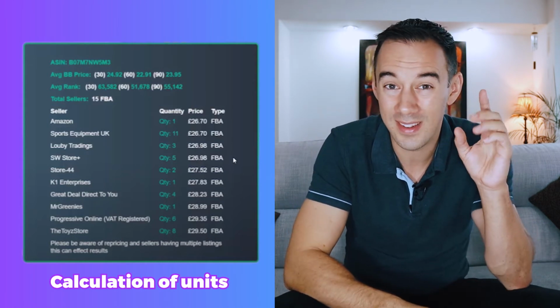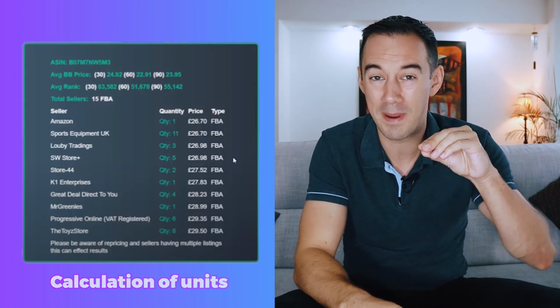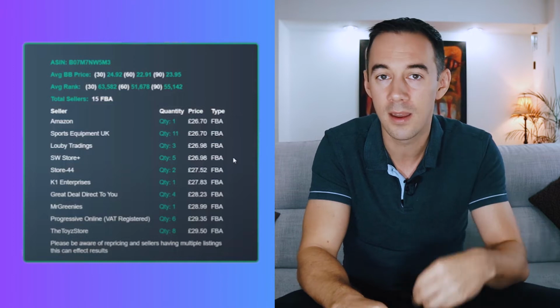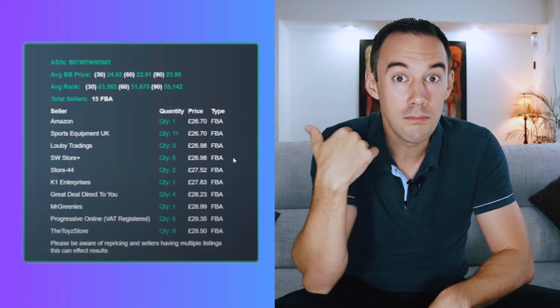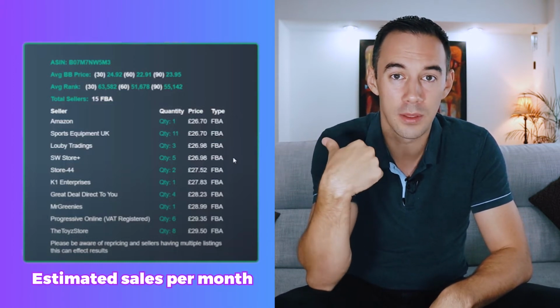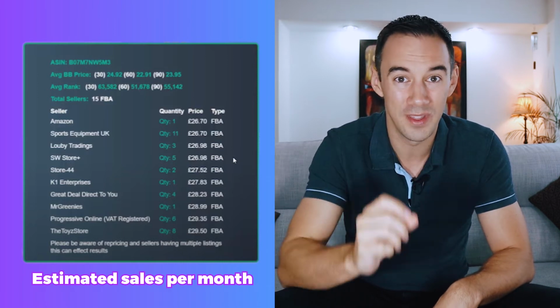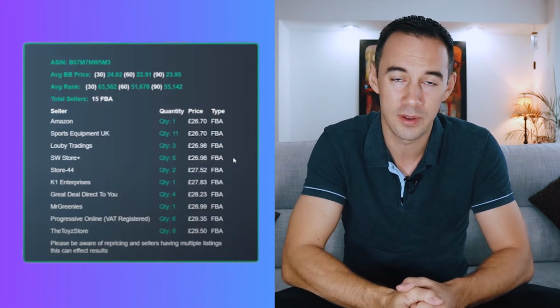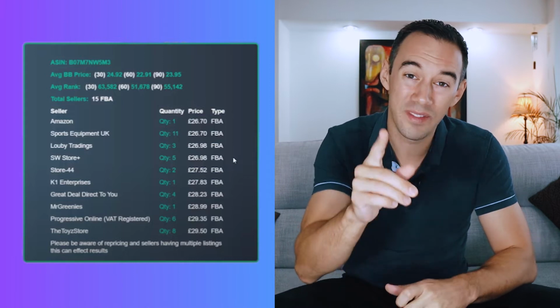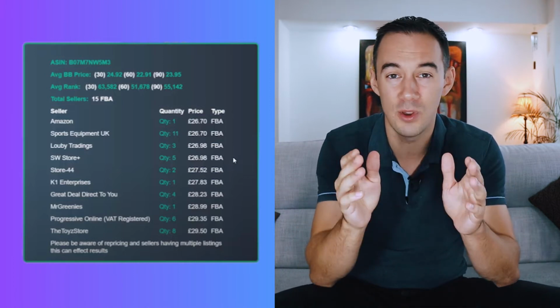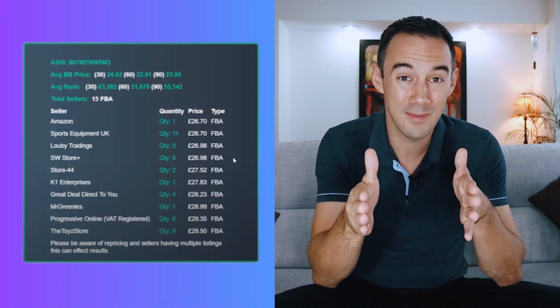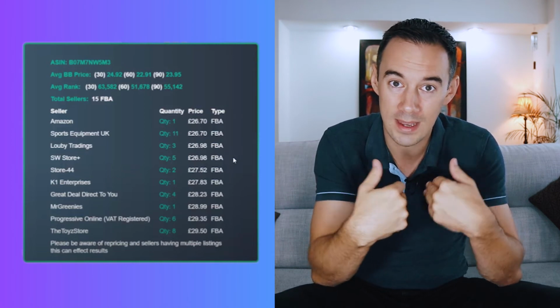And then finally, what I'm going to do after that is a calculation of how many units this product sells per month. And that's based off maybe the tool and the Keepa data. And then I'll work out my estimated sales per month based off the competition on the listing, their stock, and how many competitors I have. Once I know that number, I have a number which is called Tom's estimated sales per month for me individually.